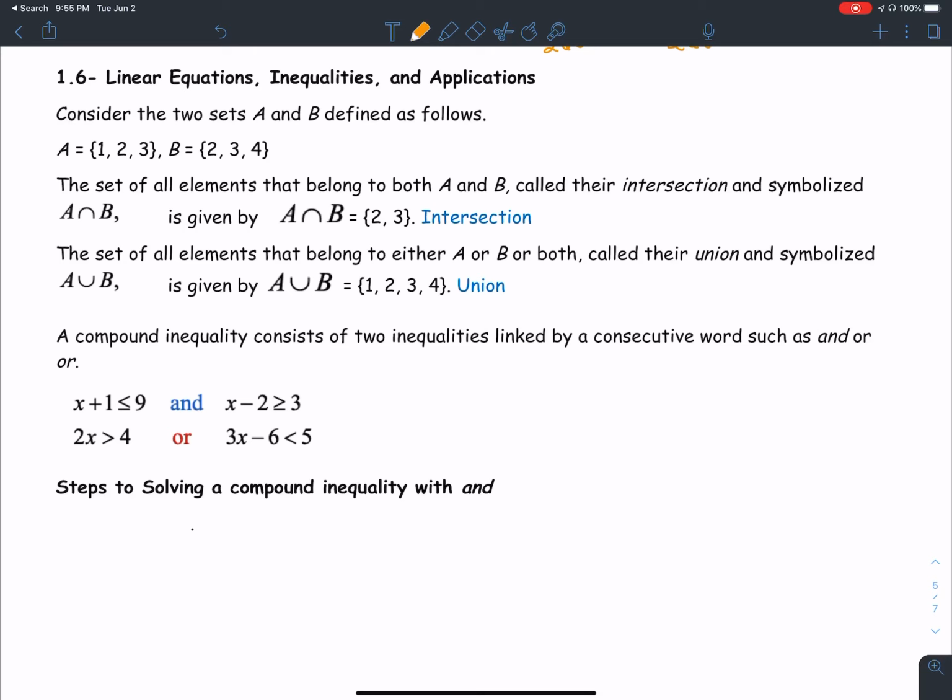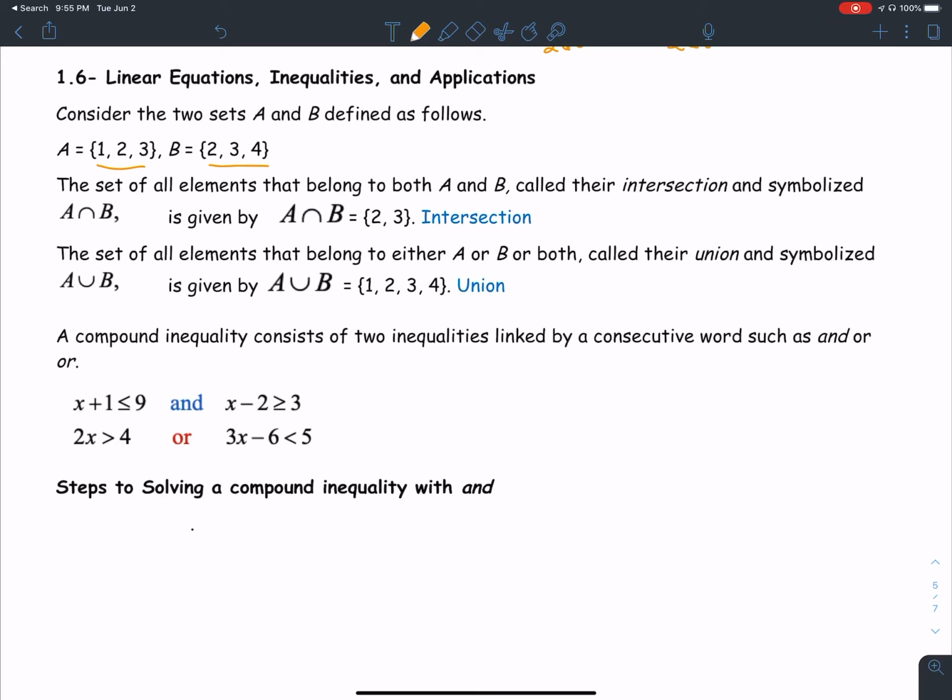So say we have two sets. These are sets A, {1, 2, 3}, and B, {2, 3, 4}. The set of all elements that belong to both A and B, called their intersection and symbolized A intersection B, is given by A intersection B equals {2, 3}. So it's what they both have in common. Anytime we talk about intersection, we take just what they have in common.